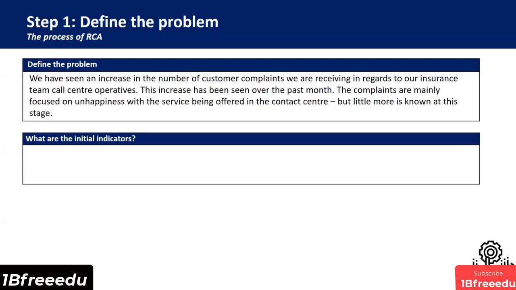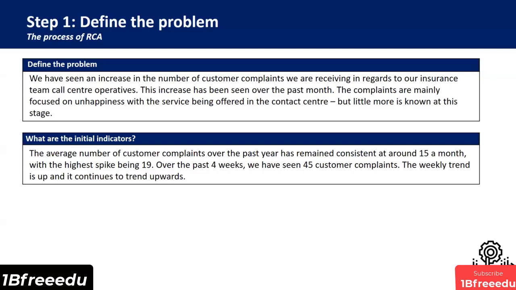So next you need to look at what are the initial indicators. So what is the data telling us? The average number of customer complaints over the past year has remained consistent at around 15 a month, with the highest spike being 19. Over the past 4 weeks, we have seen 45 customer complaints. The weekly trend is up and it continues to trend upwards. So we're stating clearly here, the data is showing that there is a problem. We have consistent trends over the past year showing consistently around 15. The biggest was 19. We're now 3 times that. We're 3 times the average, and the trend continues to go upwards.